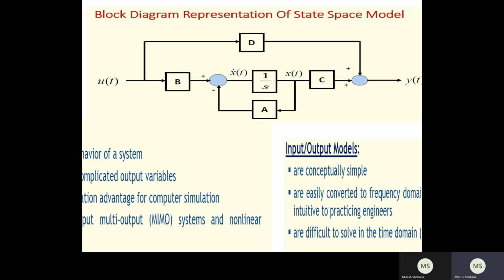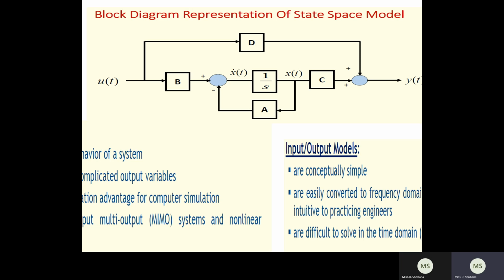So here 1 by s will be there. Input for this will be x dot of t, that is a differentiation. Differentiation and integration will get cancelled. The output will be the variable, that is your state variable. So now x of t is obtained. X of t you sample out some signal, and it goes to your feedback element, that will be your A. So now A will have a positive feedback. You can write like that. Therefore you can see the plus A into x of t and B into u of t, that will be equivalent to your x dot of t.